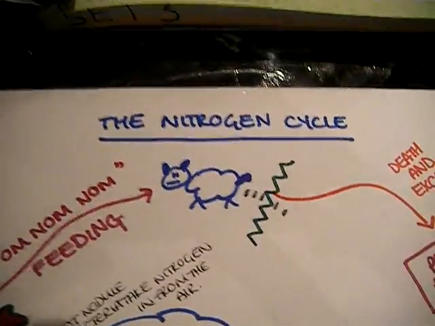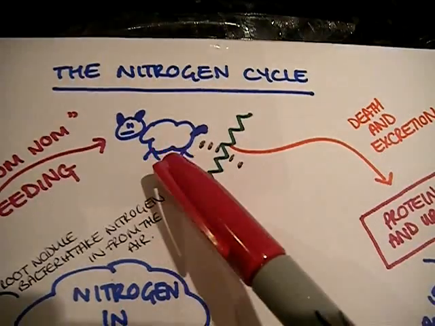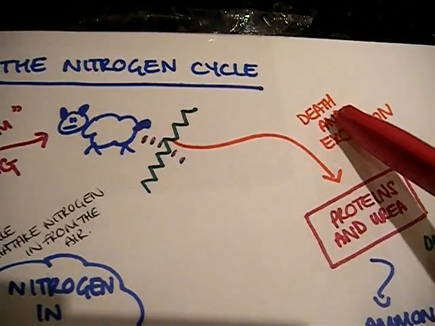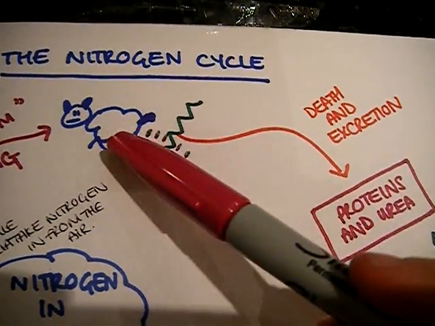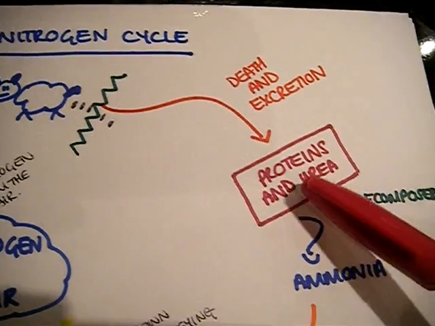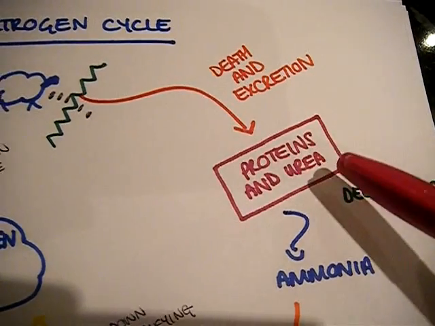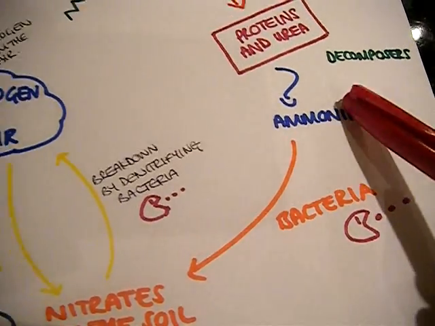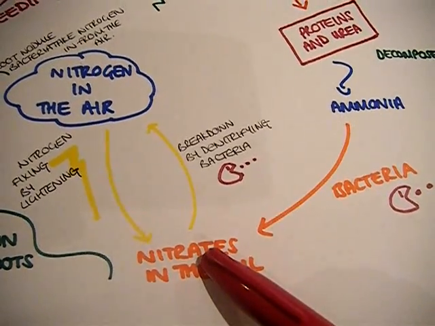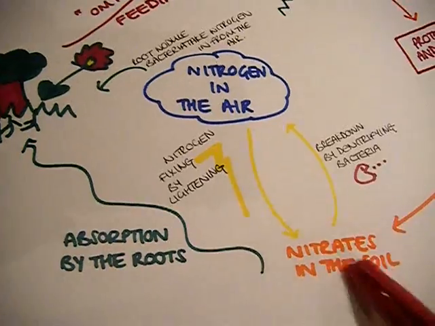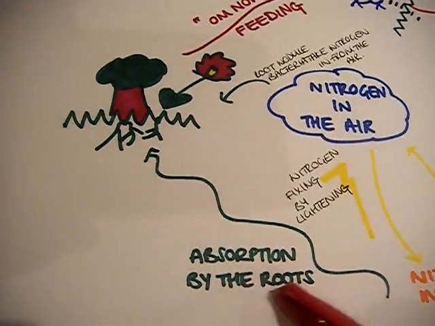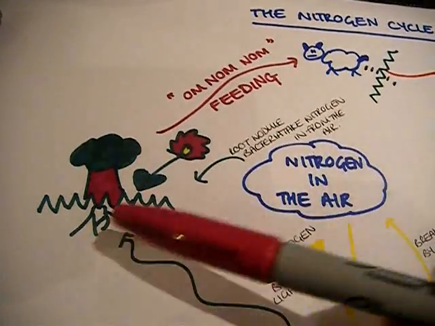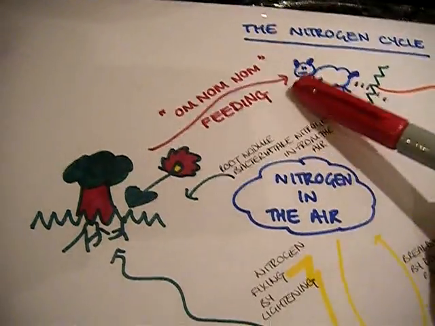So I'll just go back to the start. Animals contain nitrogen in the form of proteins. Death and excretion from the animal produces proteins and urea. Decomposers turn the proteins and urea into ammonia. And then bacteria turn the ammonia into nitrates in the soil. The nitrates in the soil can be taken up by the roots of plants. And then plants are eaten by the animals.